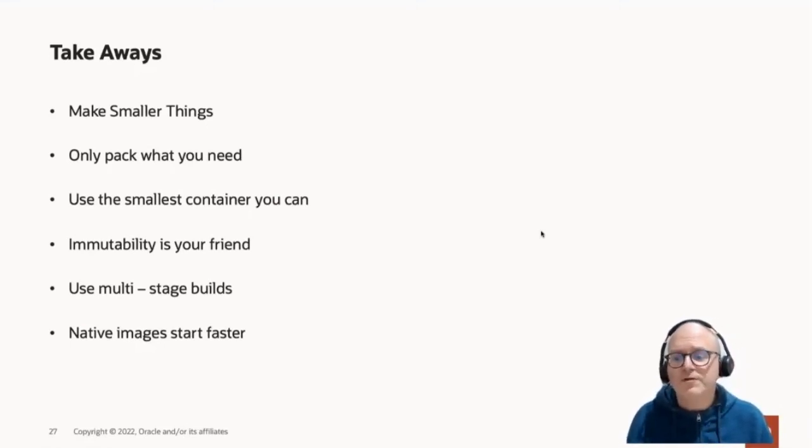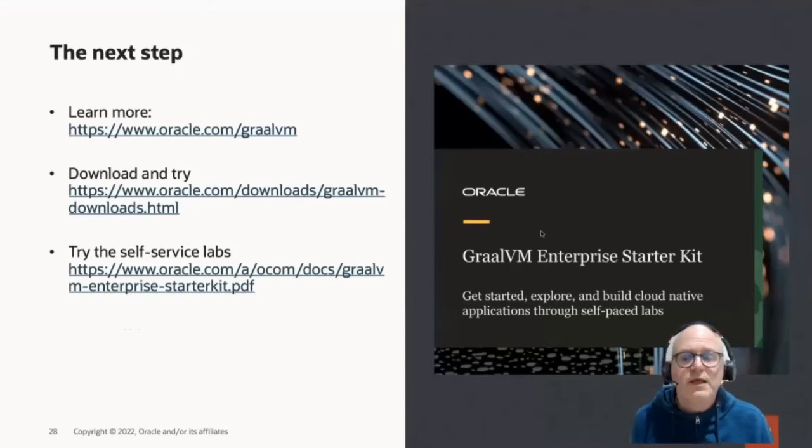Using multi-stage builds allows you to have different build stages to copy things in, to use tooling from other images, and then to produce this lean, skinny image as a production image. And finally, native images start faster. If you can compile to a static binary ahead of time, that gives you a significantly faster start. It also gives you significantly better memory usage.